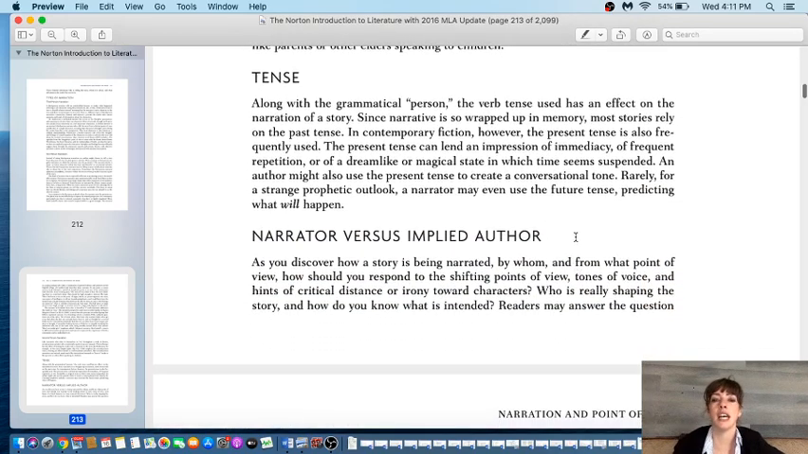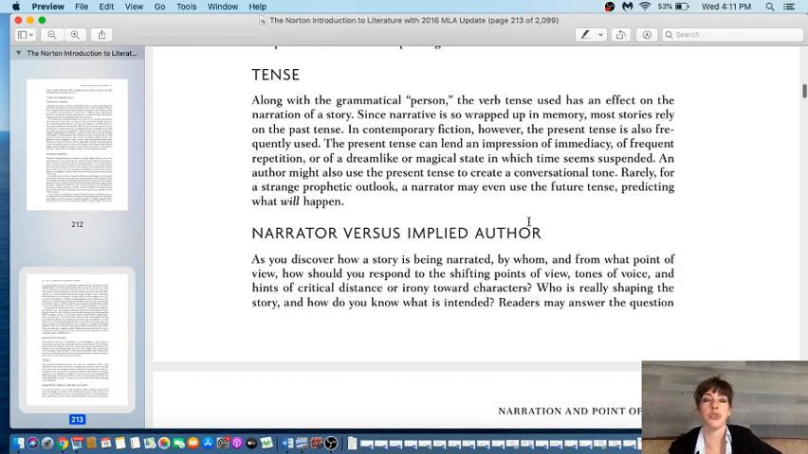Let's take a minute to talk about tense. Along with the grammatical person, the verb tense used has an effect on the narration of the story. If the writer is speaking only in the present tense, there's something about that that draws the reader into the immediacy of what's happening. Whereas if you're speaking in the past tense, you know it's already over, right? So the tense of our verbs helps us feel closer or farther from the action of the story. And I don't mean closer or farther as good or bad. It's just sort of what is true, right?